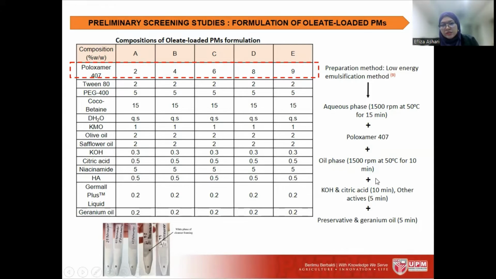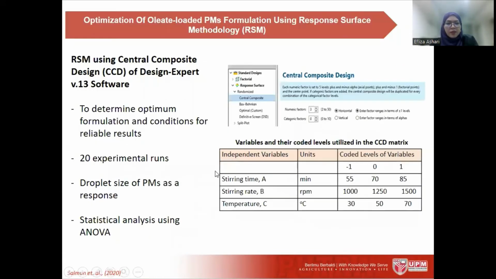All right, so this is the preparation on how to do the formulation where we have the aqueous phase, and then we have the polymer and oil phase, and then we have to add a few preservatives and fragrance as well. All right, so we use RSM using central composite design. This is for the second objective. We want to design the RSM. RSM is basically to determine the optimum formulation and condition for reliable results.